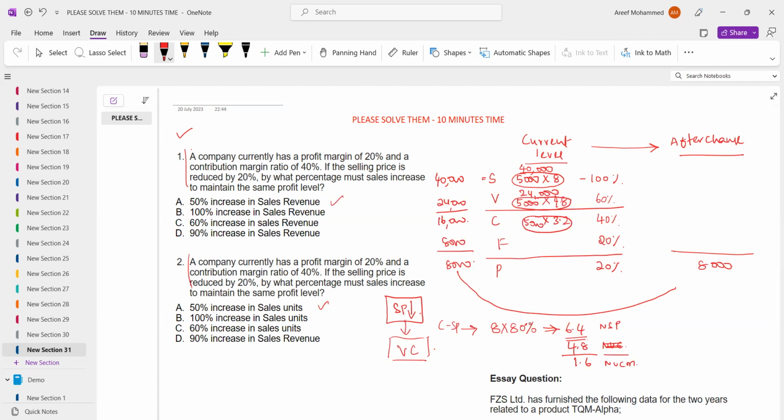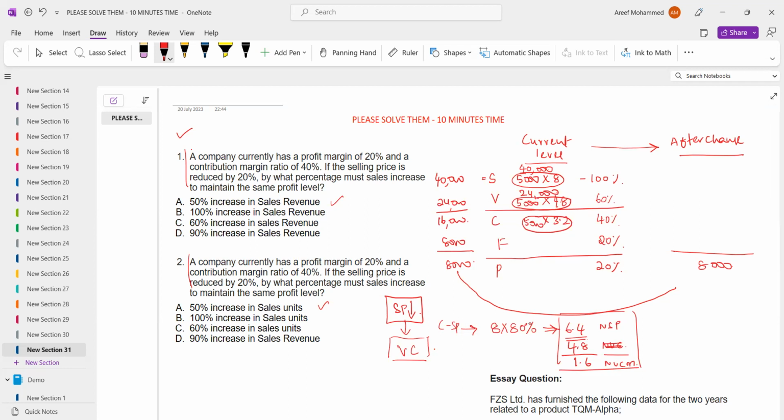New 1.6. Okay. You got it, all of you? Up to here, clear to everyone, right? Yes, sir. Okay. Now tell me, what is the new contribution margin ratio?